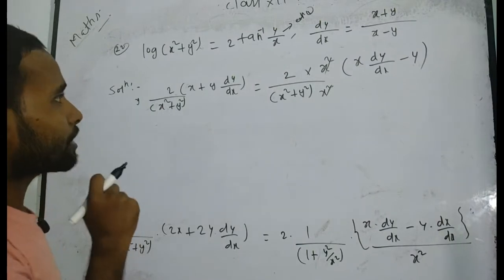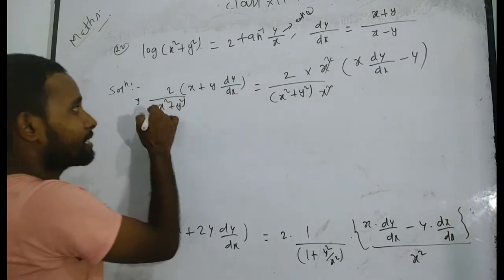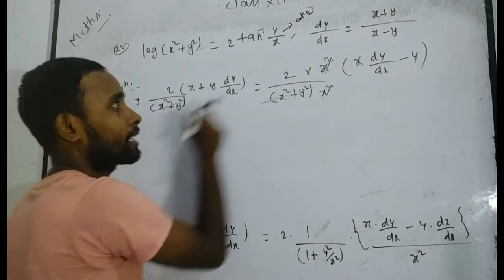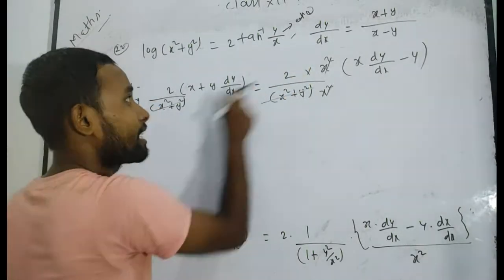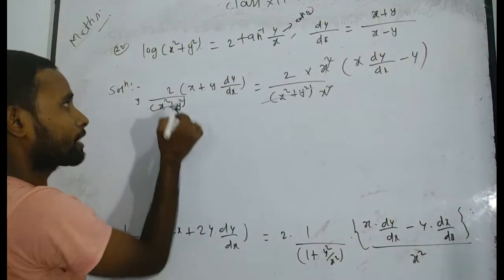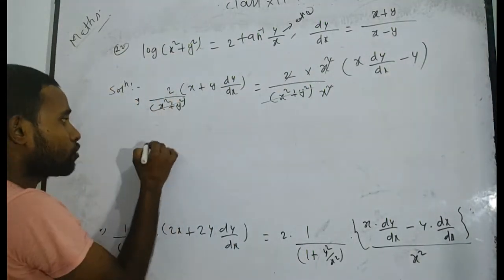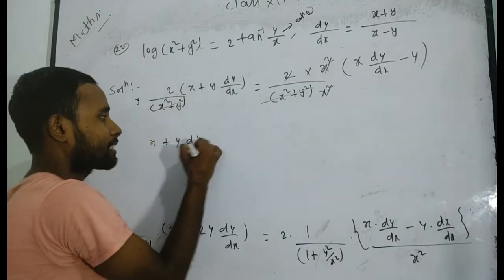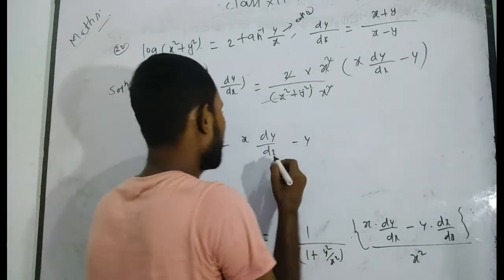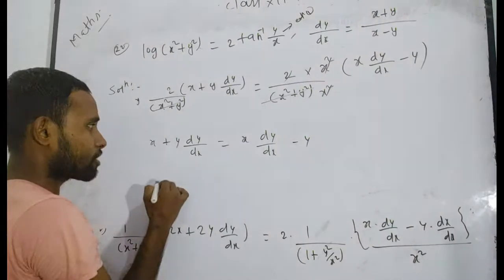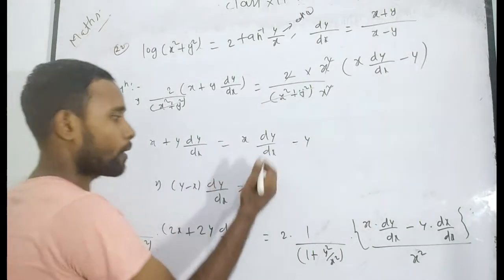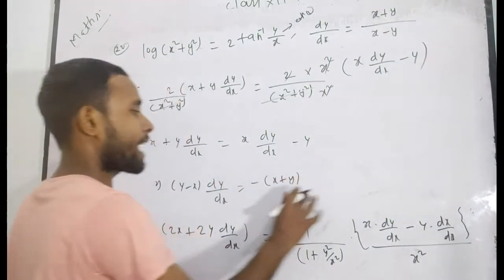Again, I suggest you see that these terms cancel each other. When a term goes to the RHS, what was in the denominator goes in the numerator, and numerator and denominator cancel each other because both terms are the same. The 2 is also the same, so it cancels. Finally you will get (x plus y) dy/dx is equal to x dy/dx minus y. If you take the dy/dx term to the LHS, you will get (y minus x) into dy/dx is equal to, when this term goes to the RHS, minus times (x plus y).